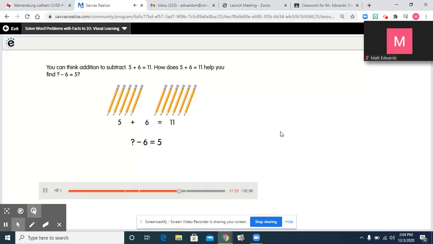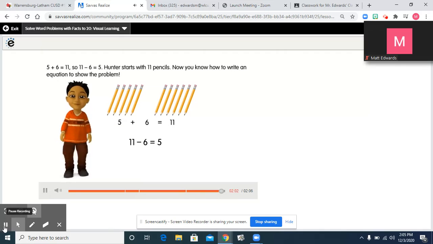How does 5 plus 6 equals 11 help you find minus 6 equals 5? You know 5 and 6 make 11. You also know from the subtraction problem that one part of the starting number is 5 and the other part is 6. So the starting number of pencils must be 11. 5 plus 6 equals 11. So 11 minus 6 equals 5. Hunter starts with 11 pencils. Now you know how to write an equation to show the problem.